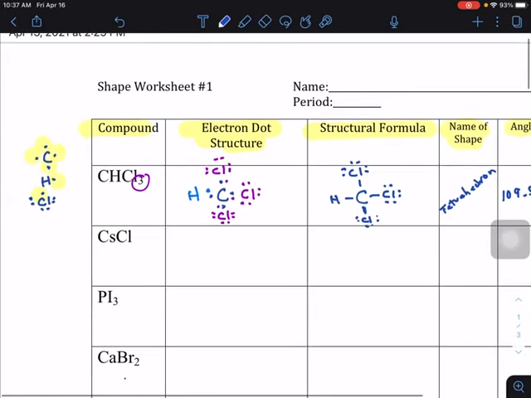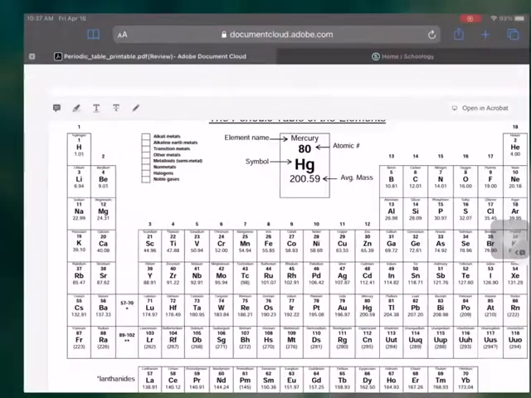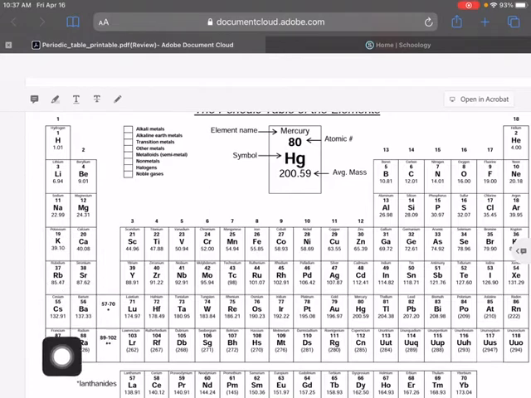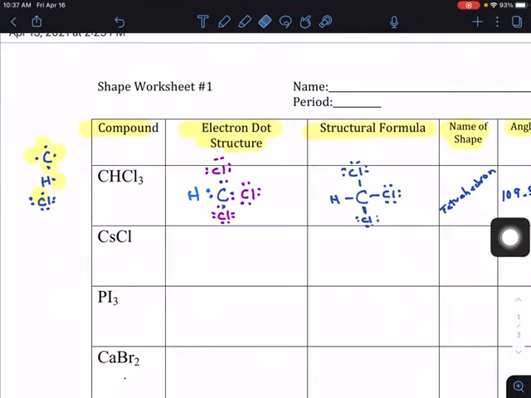Okay, the next one we have is cesium Cs and chlorine Cl. So we just looked up chlorine. We don't have to look that one up again. But let's find cesium Cs on the periodic table, and it is right here. That's in group number 1. Remember, everything in group 1 has one valence electron. Of course, chlorine we just looked up is in group 17, 7 valence electrons.